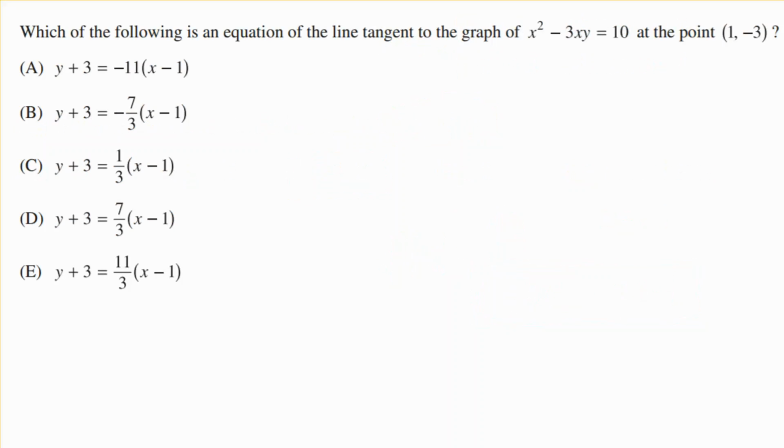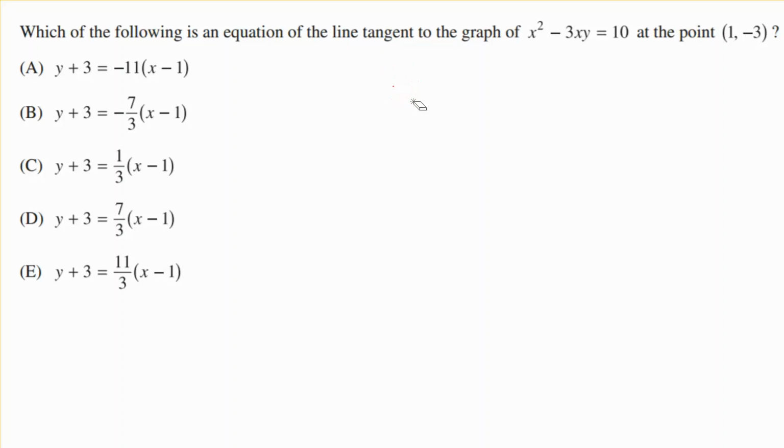All right. Which of the following is an equation of the line tangent to the graph of x squared minus 3xy equals 10 at the point (1, -3)? So the first thing we'll notice is everything is in point slope. And everything has the (1, -3), so that's not an option. So basically, the only thing we need to find is the slope. So how do we find slope? Find the derivative. So it looks like we're going to have to implicitly differentiate. That's probably our best option.